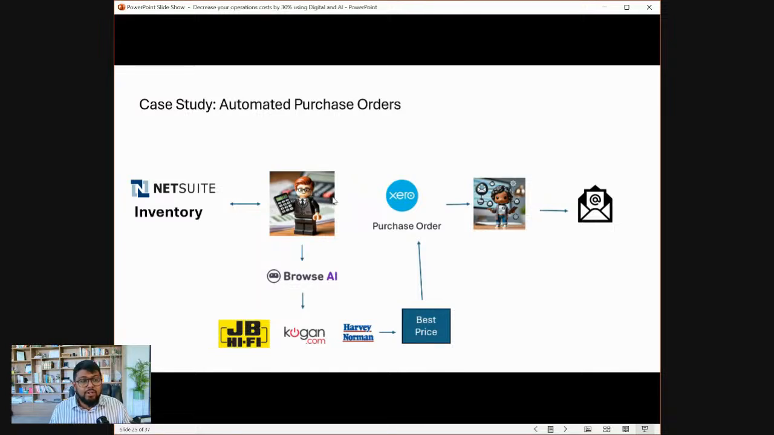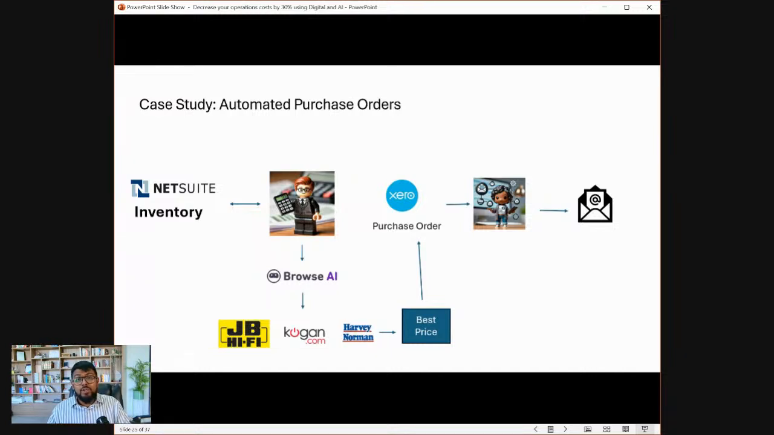our inventory manager, rather than just creating a purchase order for one organization, uses an AI called Browse AI. What Browse AI does is it scrapes different websites. So it goes to the JB Hi-Fi website, the Kogan website, the Harvey Norman website, and checks the prices for the same item in those 3 places. Wherever it can find the best price and availability, it picks one of those, enters that information in Xero, places the purchase order, and then Zola is able to send this purchase order as an email.